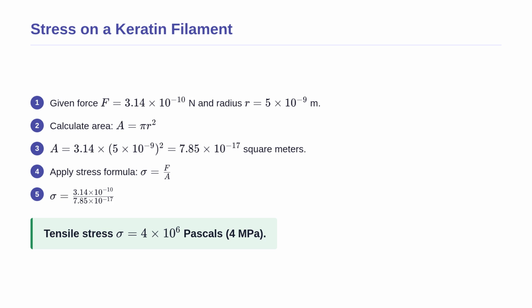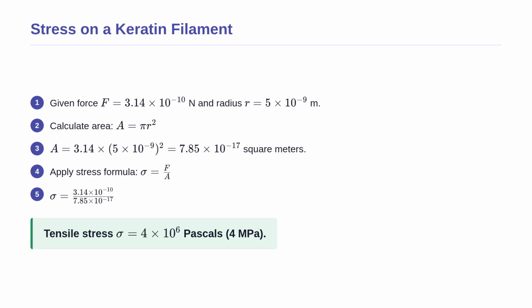Before we move on, let us see this formula in action with a concrete example. Imagine a skin cell is being stretched. We are given a pulling force of 3.14 times 10 to the negative 10 newtons applied to a keratin filament with a radius of 5 times 10 to the negative 9 meters. We need to find the tensile stress.